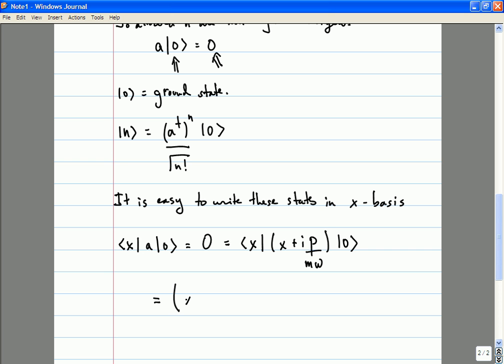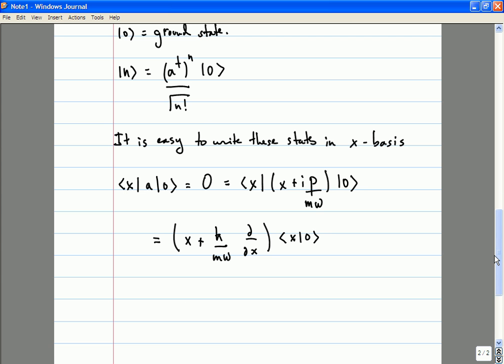So this is, in terms of the wave function of the ground state, x plus h bar over m omega times d by dx, acting on the ground state, is equal to 0. And this gives you a differential equation that is obeyed by the ground state wave function. In particular, when you take the derivative of that function with respect to x, you get minus m omega divided by h bar times x. And it's easy to solve that differential equation. It's just a Gaussian.